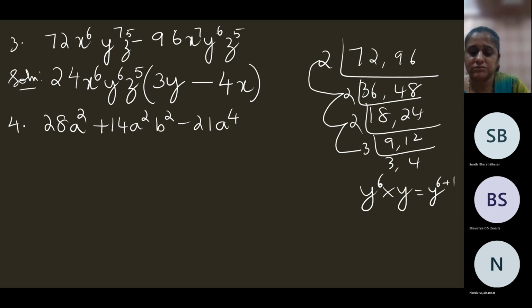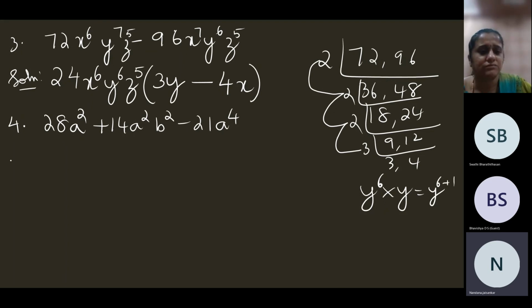Done, children? Yes, ma'am. Tell me. Ma'am, 28, 14, 21. Their highest common factor is 7, ma'am. Correct. And the common variable in them is a, ma'am. In that, the HCF is a power 2, ma'am. A square. Correct. 7a square.